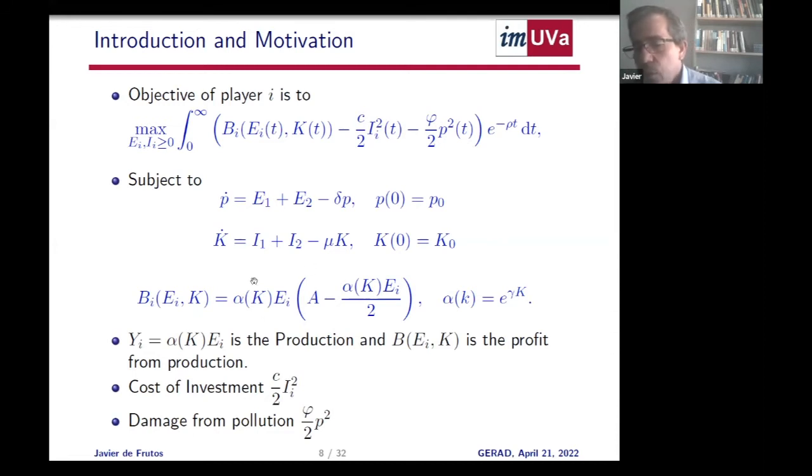Let me say that if we consider K constant, we put here K equals zero, and in consequence the investment also is constant in this equation, this model reduces to the well-known Dockner-Long model of transboundary pollution. So this is an extension of the Dockner-Long model. Well, what can we say about that? From a theoretical point of view, very little, because of the nonlinearity that we have.